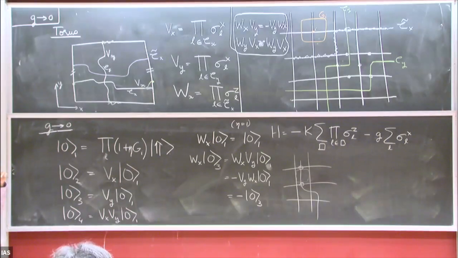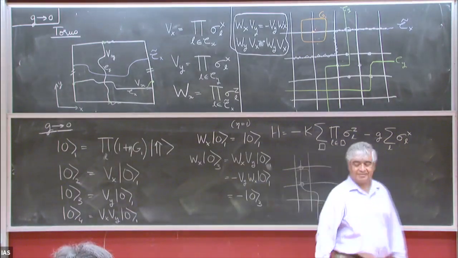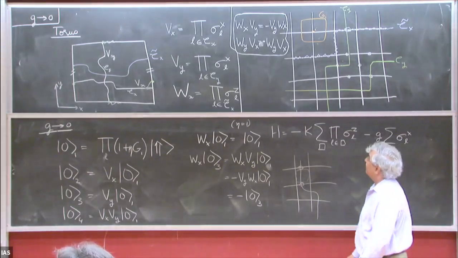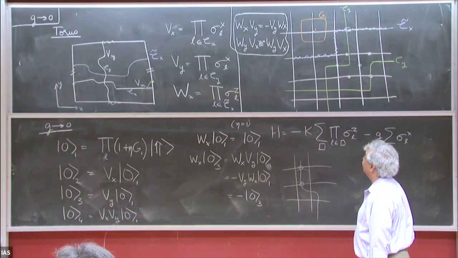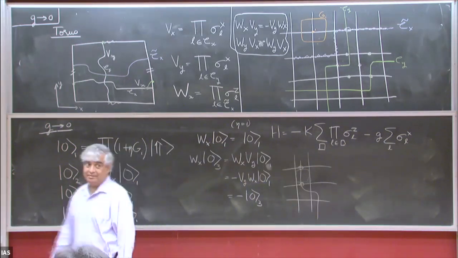Anyway, so at g equals 0, we found 4 ground states which satisfy the gauge constraints, which are all exactly orthogonal to each other. And they have exactly the same energy. I may have some of the algebra wrong on the board, but it's relatively easy to check all these statements.